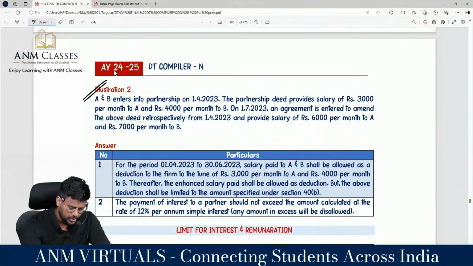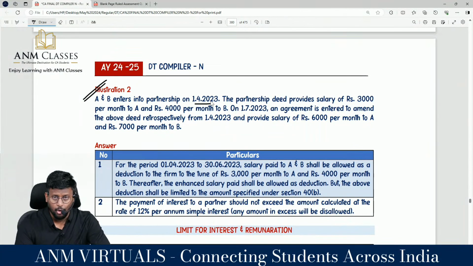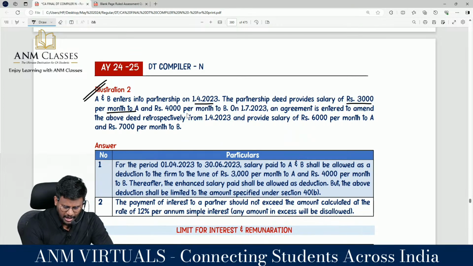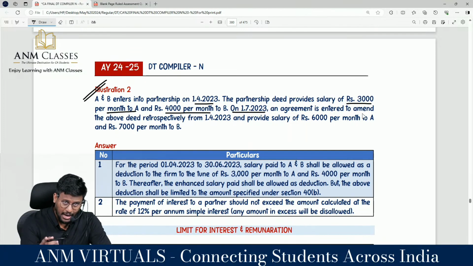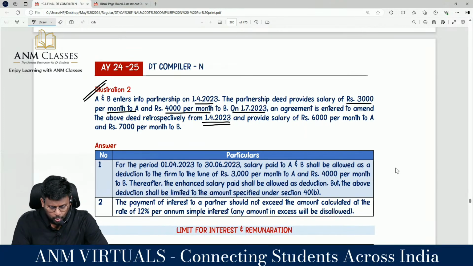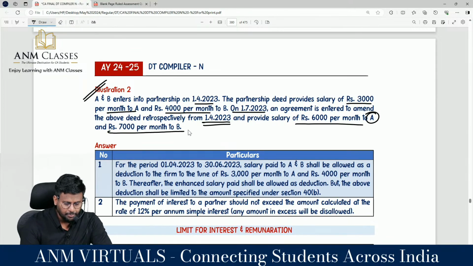I'm moving into illustration number 2. A and B enter into a partnership on 1/4/2023. The partnership deed provides salary of 3,000 per month to A and 4,000 per month to B. On 1/7/2023, an agreement is entered to amend the above deed retrospectively from 1/4/2023 and provide salary of 6,000 per month to A and 7,000 per month to B.